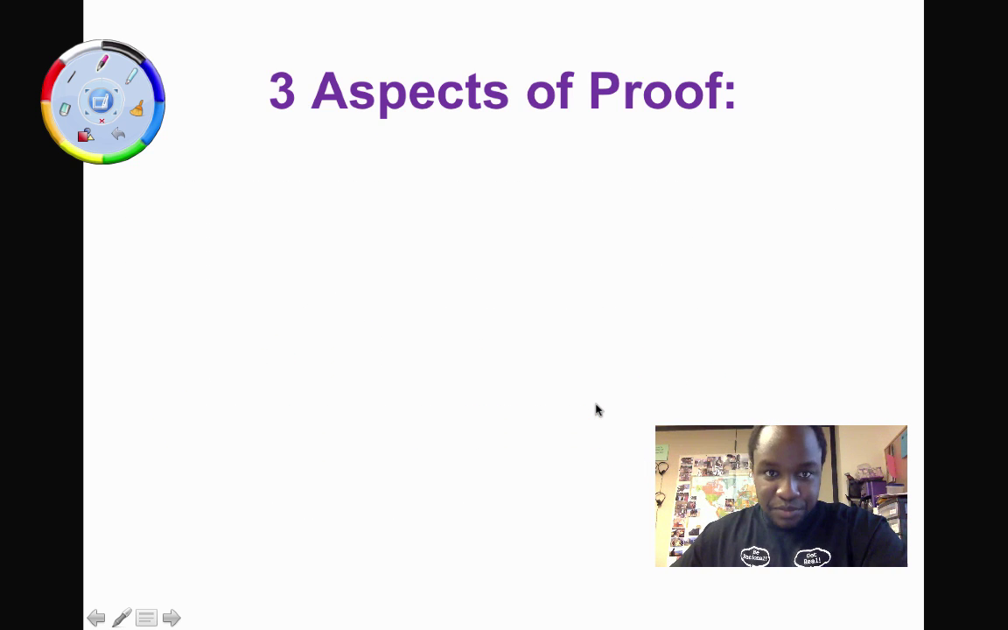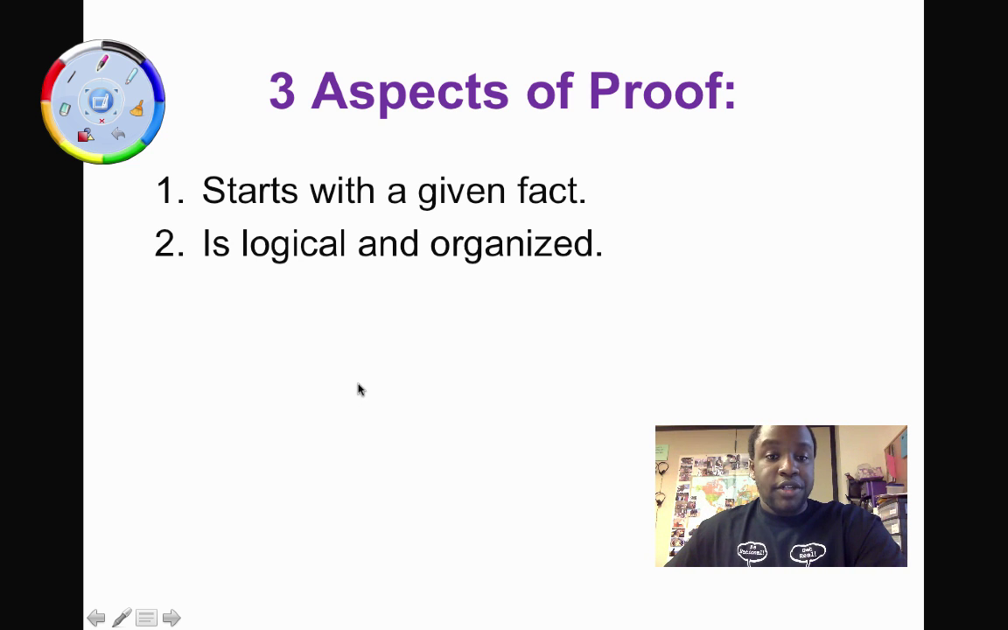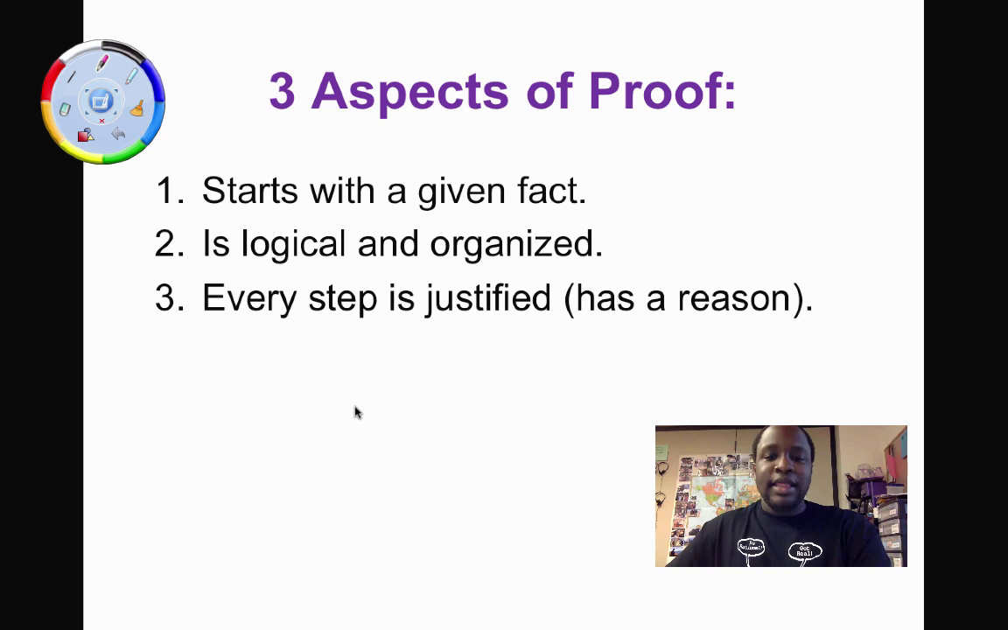Proofs. Here we go. So there are three aspects of proof. First, you start with a given fact. Something needs to be given to you so that you have a place to start. Then, proofs are logical and organized. No matter if it's a paragraph proof, a two-column proof, or a flowchart proof, no matter how you prove it, it needs to be logical and it needs to be organized. And lastly, every step of the proof is justified and has a reason. And this reason is based off of a general rule, property, or prior theorem.